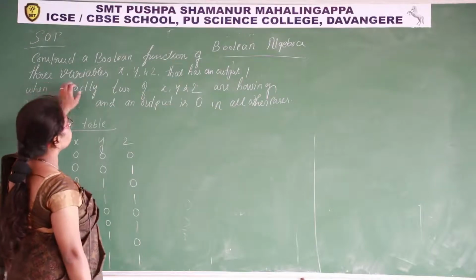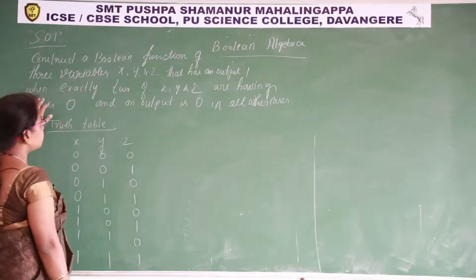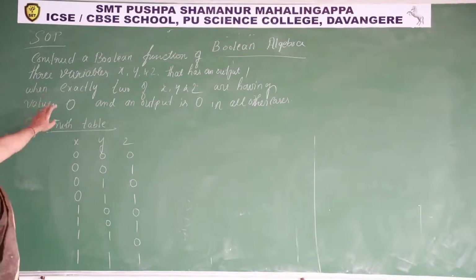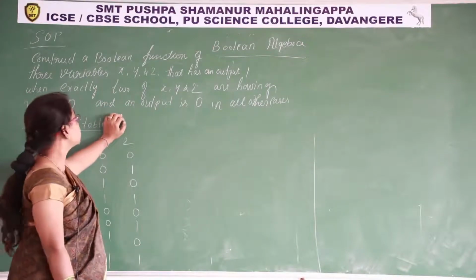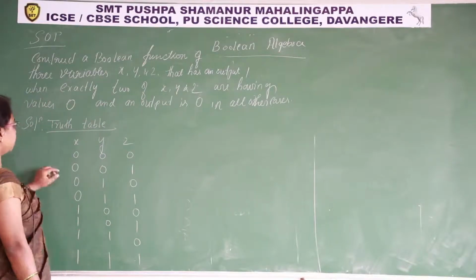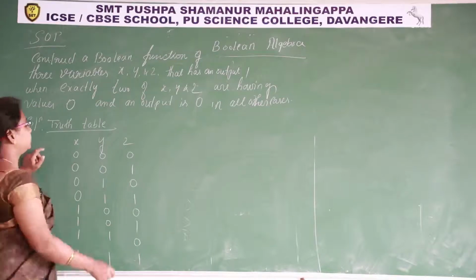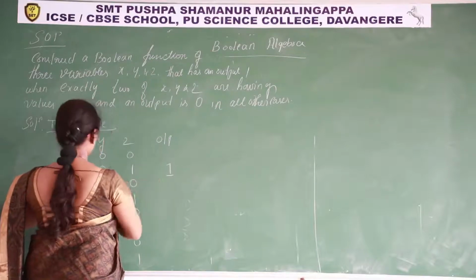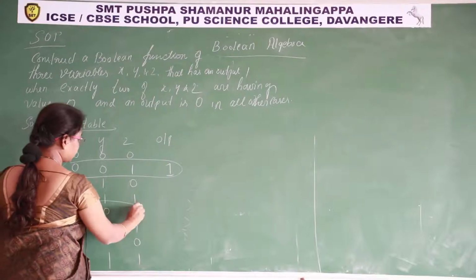After that, 3 variables x, y, z that has an output 1 when exactly 2 of x, y, z are having value 0. He has given the constraint here. When exactly 2 of these 3 variables have value 0, then only the output is 1. What is the constraint? Wherever there are exactly 2 zeros, where 2 variables are 0, there the output is 1. So there are 2 zeros, so the output is 1. Next, here the output is 1.